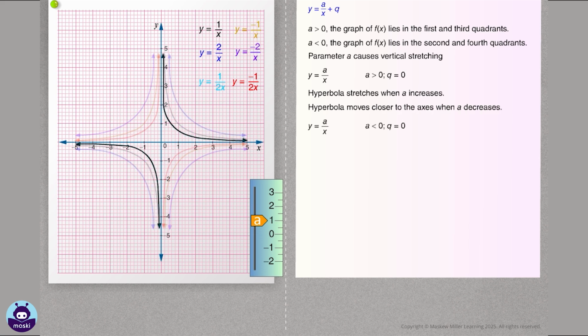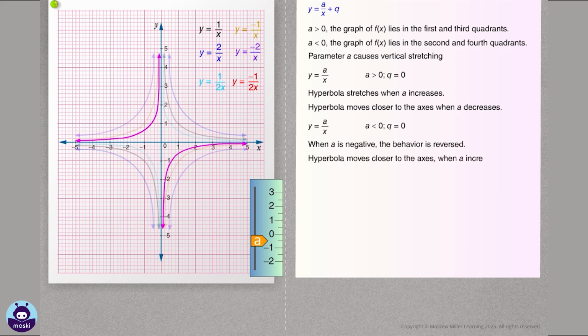Let us consider the case when a is less than 0. The graphs with negative values of a are a reflection of the graphs with positive values of a about the x-axis. When a is negative, the behavior is reversed. As it does here from -1 to -half, the graph moves closer to the axes. This is the opposite of what happens when a is positive and the value of a is increased. As a is decreased from -1 to -2, the graph moves away from the axes. This is the opposite of what happens when a is positive and the value of a is decreased.